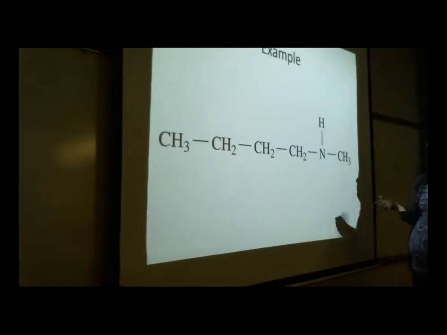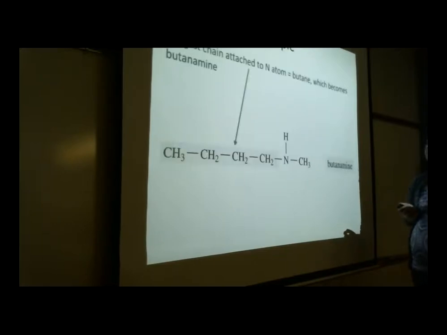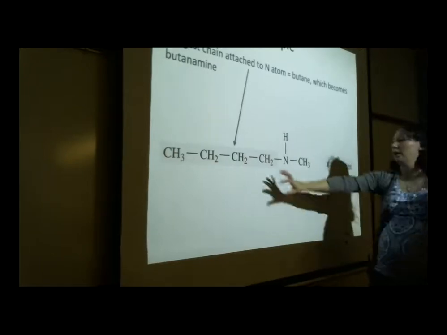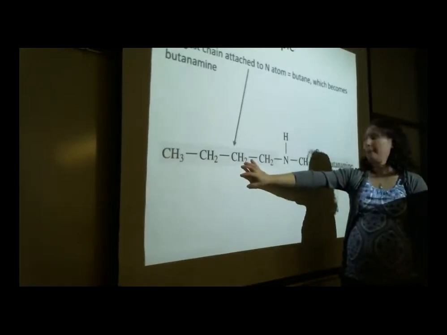So let's do this one together. So we've got 1, 2, 3, 4 versus 1, right? So we're looking at who's attached to the nitrogen atom, right? This is obviously the longer side than this side is, right? So this is going to be considered the parent chain, okay? So that's a butane. So it's going to be called a butanamine, right?